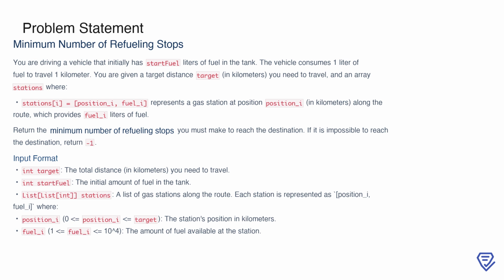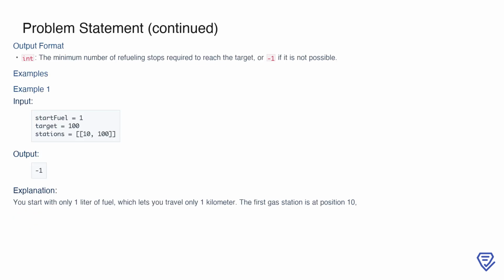Let's also clarify the input format. The target is the total distance you need to travel, start fuel is the initial amount of fuel in the tank, and stations is a list of gas stations along the route. Each station includes its position and the amount of fuel it offers. The constraints ensure that stations are located between the start and the target, and the fuel amount at any station is positive. The output for this problem is a single integer. This integer represents the minimum number of refueling stops required to reach the target distance. If it is impossible to reach the target, the output should be -1.